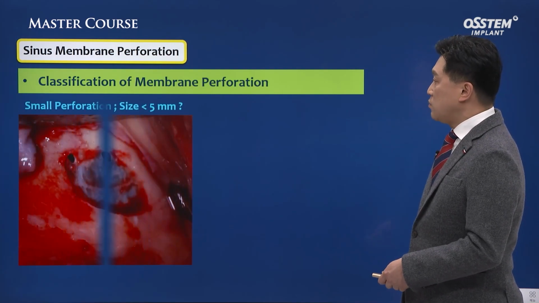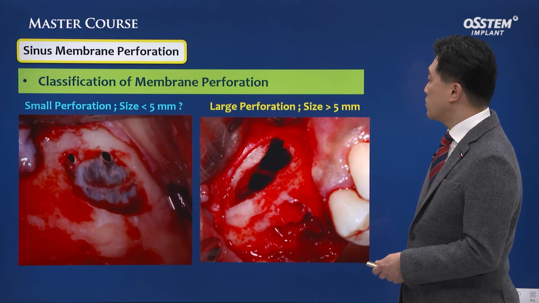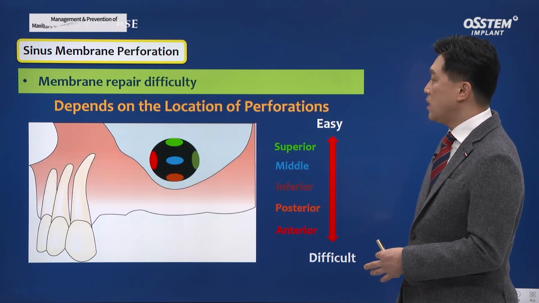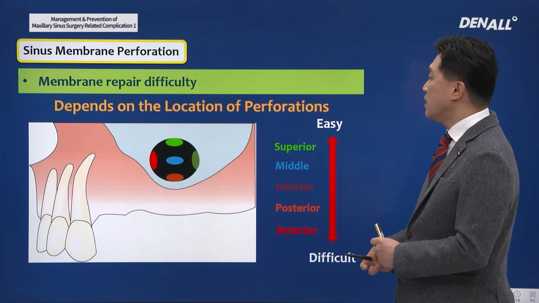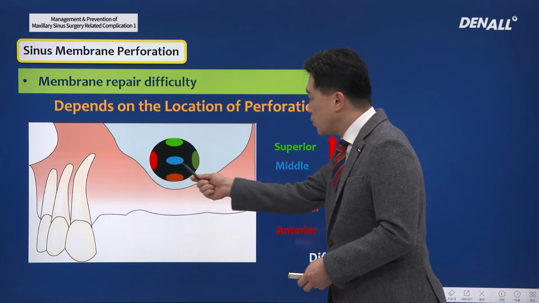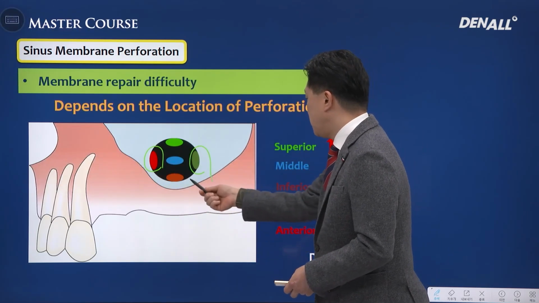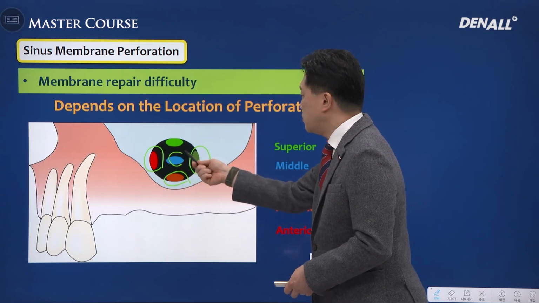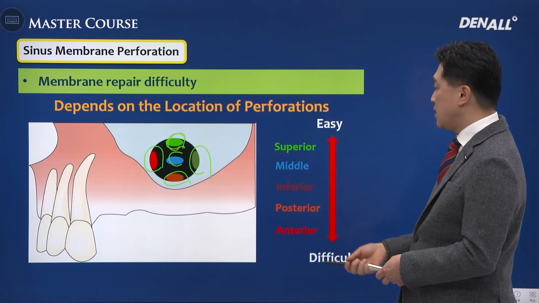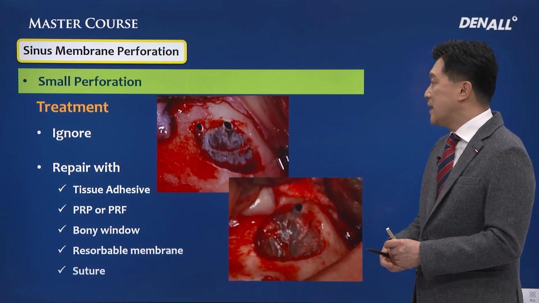When we classify membrane perforation, we call perforation of less than 5 millimeters a small perforation and perforation of over 5 millimeters a large perforation. Where is it most difficult to repair? In the case of anterior perforation, this is considered most difficult, followed by posterior, anterior, middle, and superior. The easiest part is superior because this is not an issue, so to speak. Depending on where perforation occurs, the level of difficulty may vary.